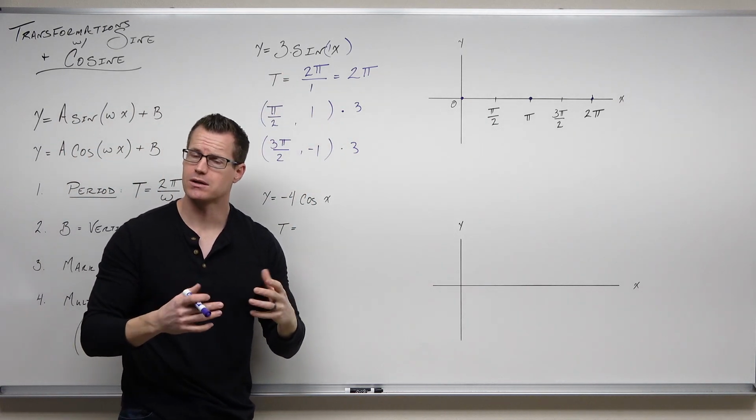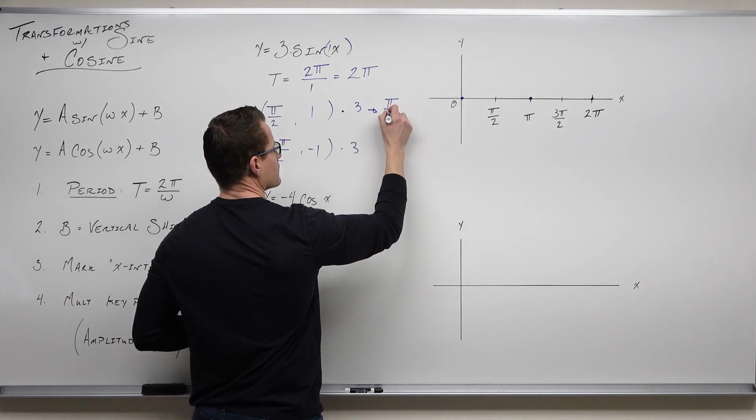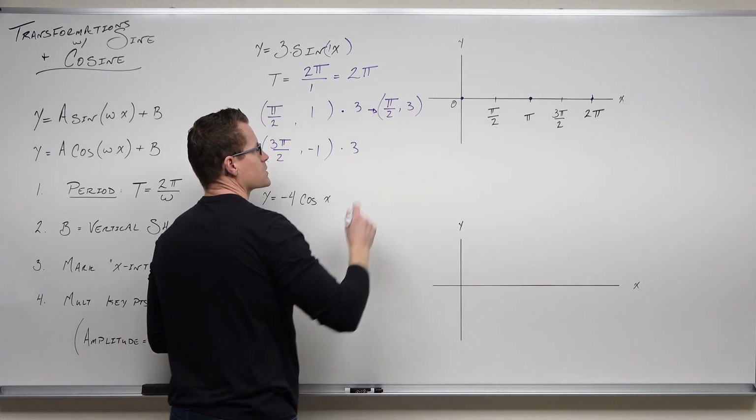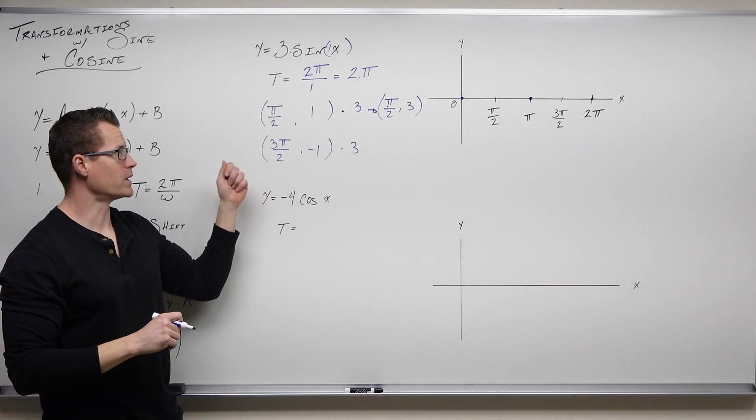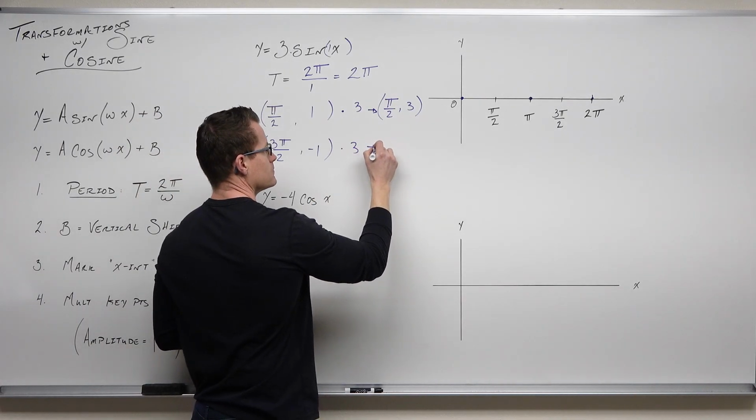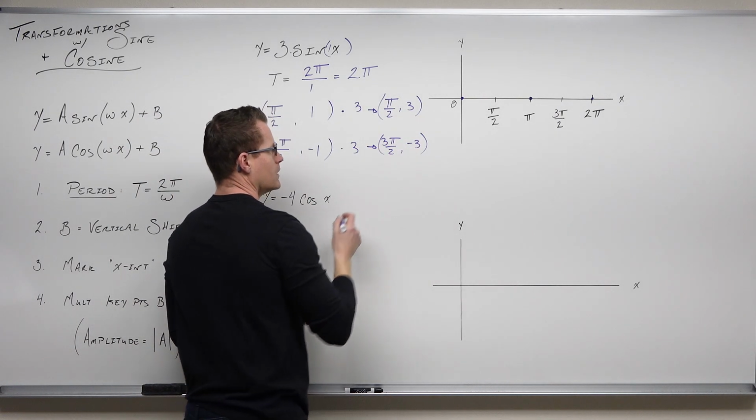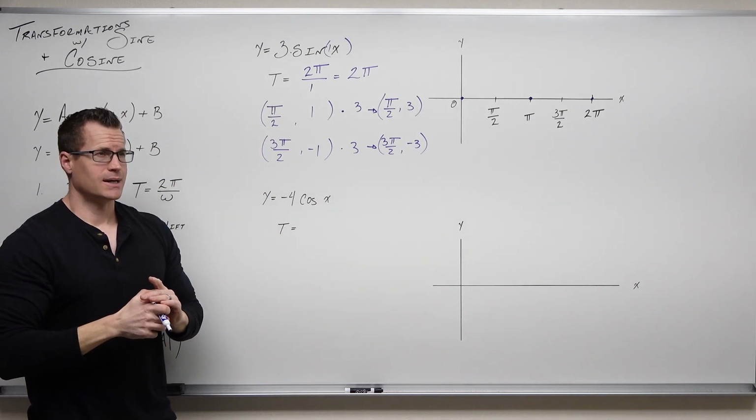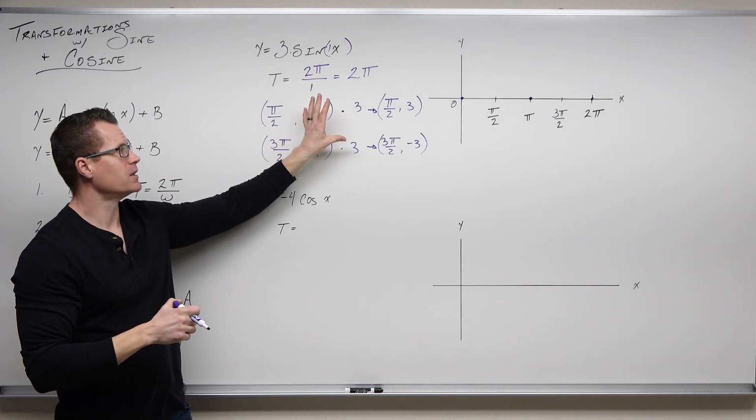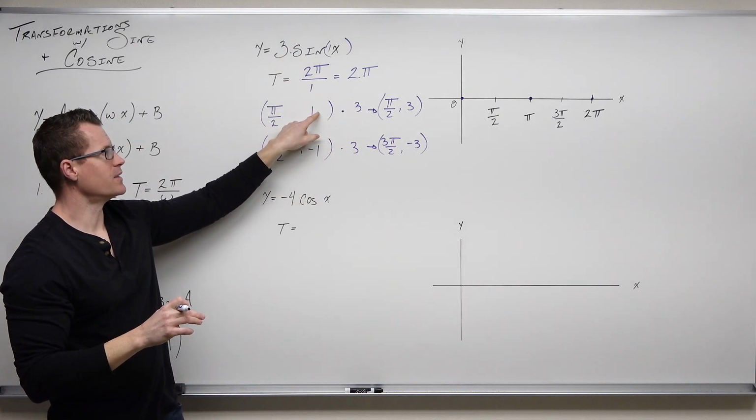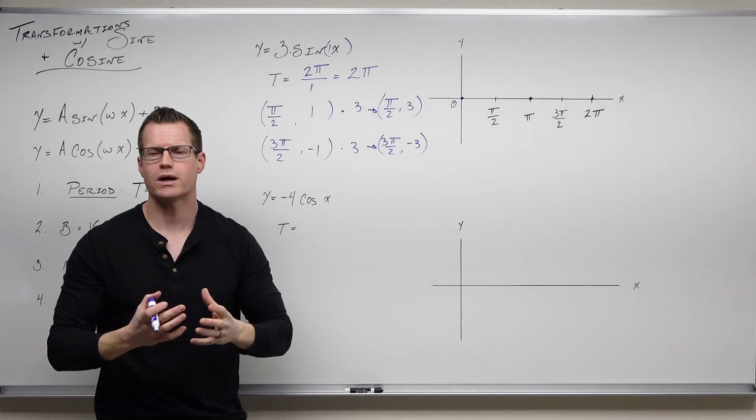And this is how we affect our key points. So pi over 2, your inputs will never ever change. Your outputs will change. 1 times 3 is 3. -1 times 3 is -3. Hopefully you're seeing that all we're doing is multiplying our output times our A. Notice something, how if that were negative, this would become -3 and it would reflect it. Instead of going up, it'd go down. It's a great way to graph this.